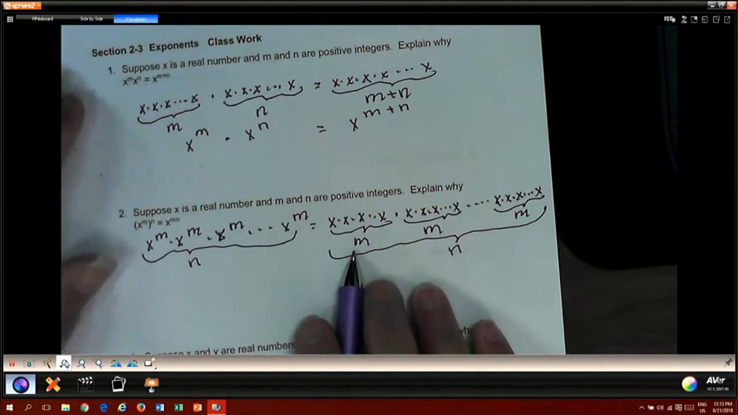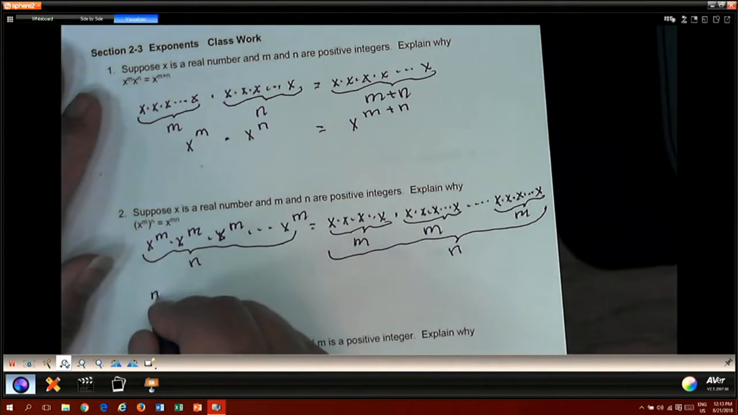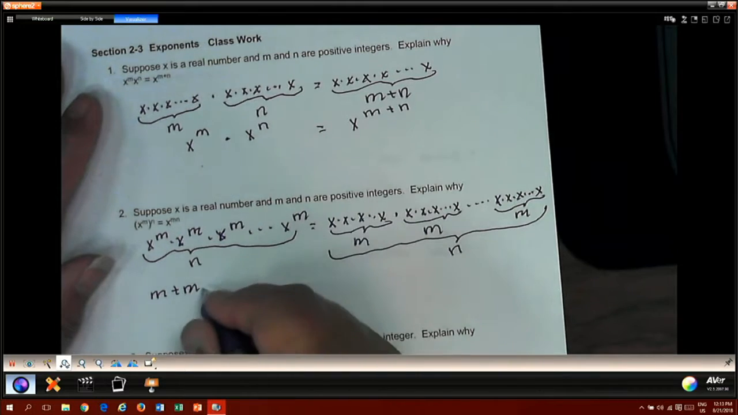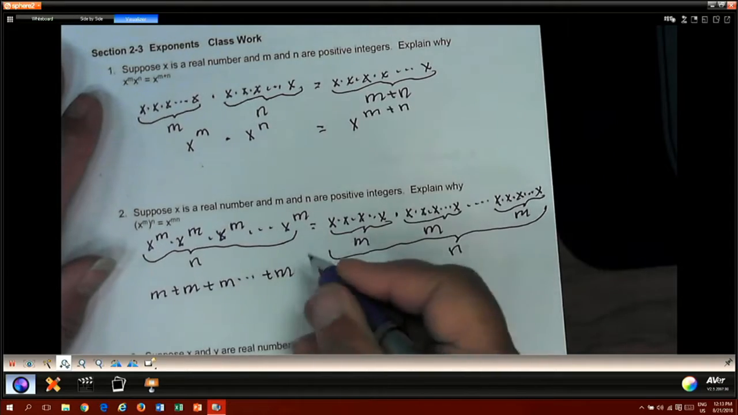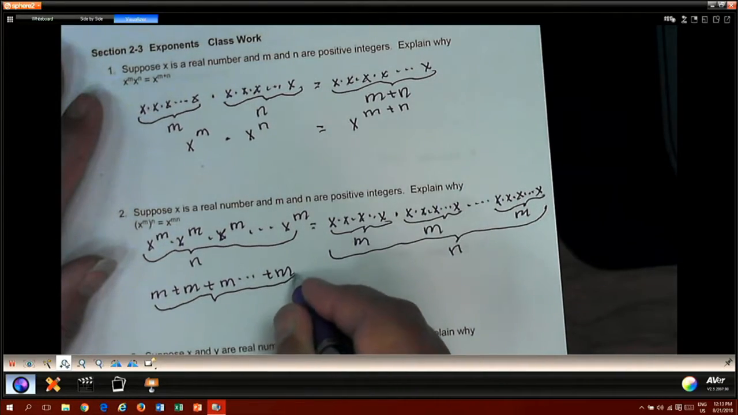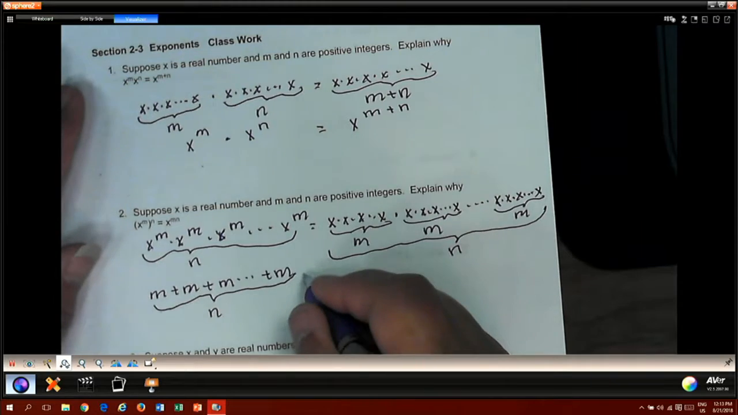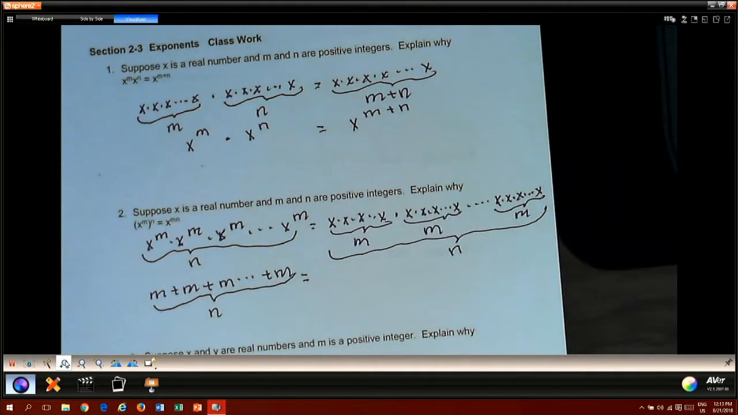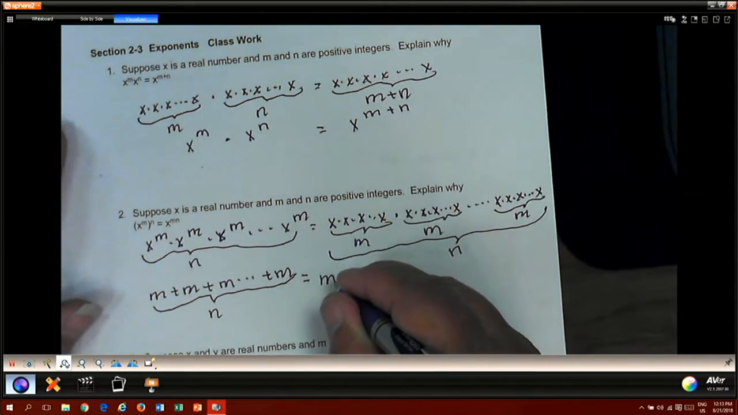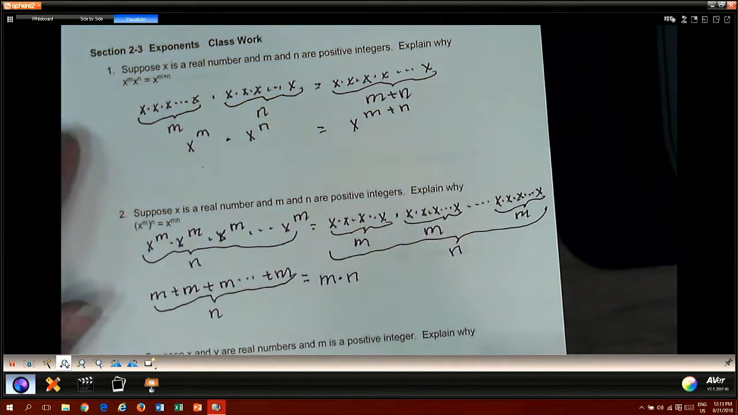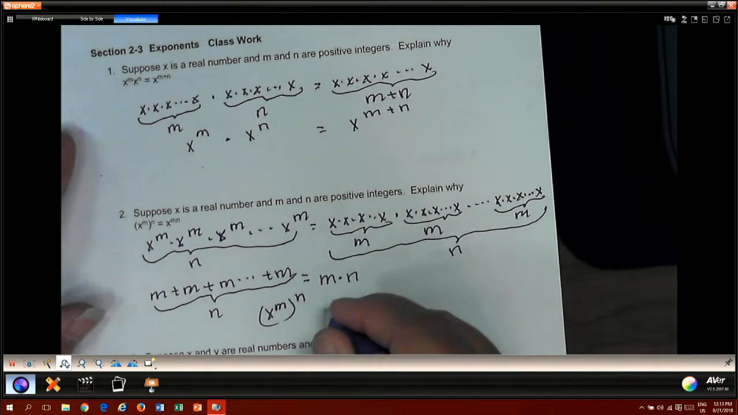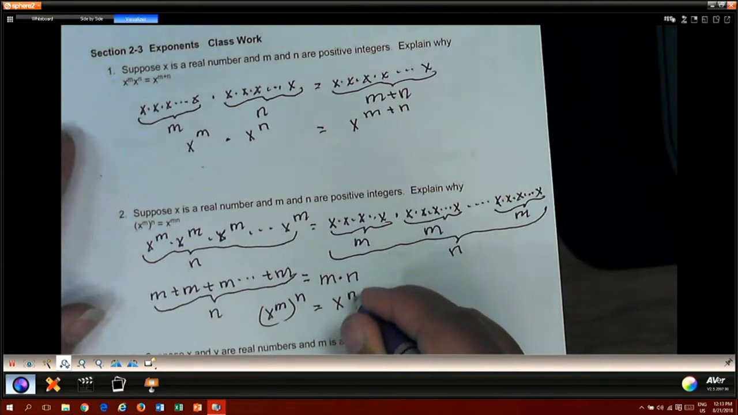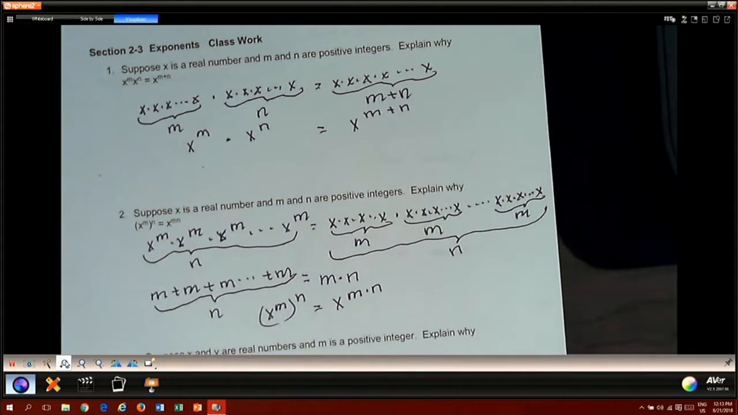So it's basically m plus m plus m plus m, n times, which if we remember that multiplication is repeated addition, simply becomes m times n. So therefore, x to the m to the n becomes x to the m times n.